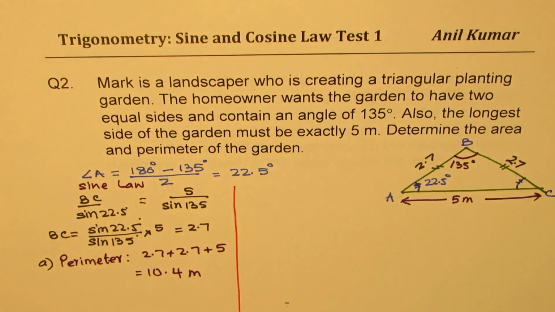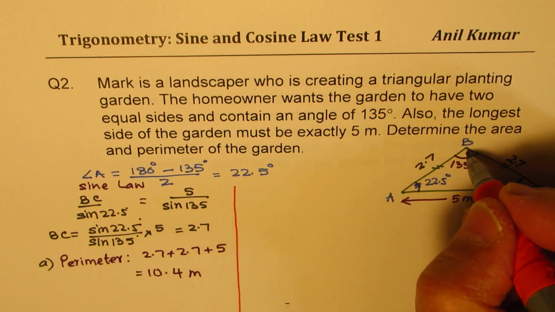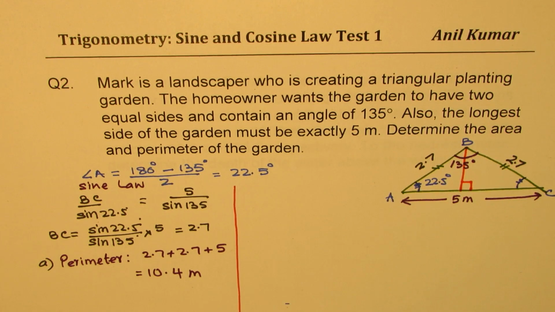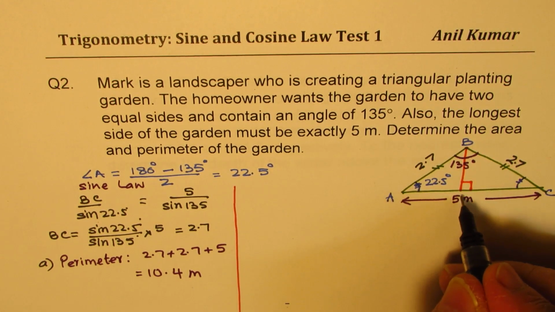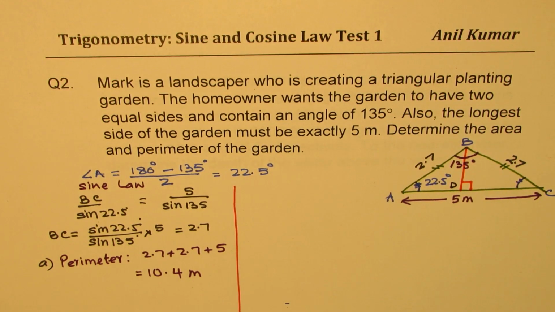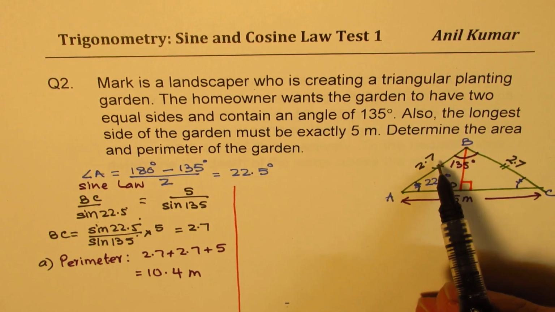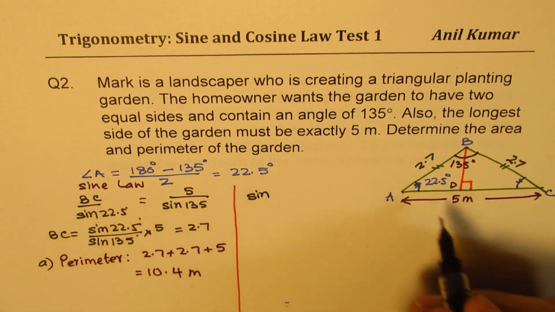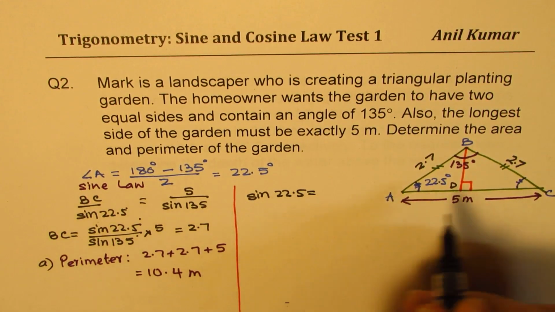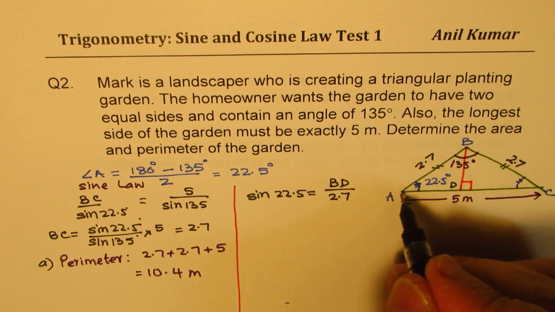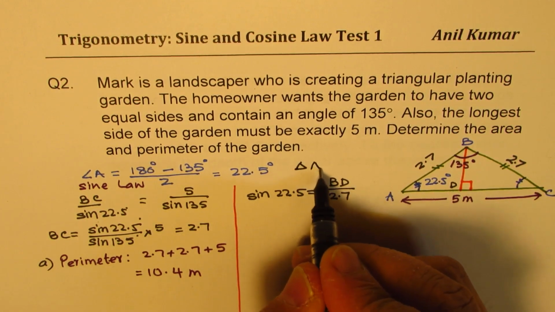Now let us see how to find the area of this triangle. To find the area of the triangle, we need the height, right? So I have to drop a perpendicular from B. So let's say this is the perpendicular. Let's call this point as D. Now, to find BD, we could use any one of these triangles. That is the opposite side. This is the hypotenuse, right? So we could use sine of the angle 22.5 equals BD, the height, over 2.7, the hypotenuse, in the triangle ABD. So we'll analyze triangle ABD.